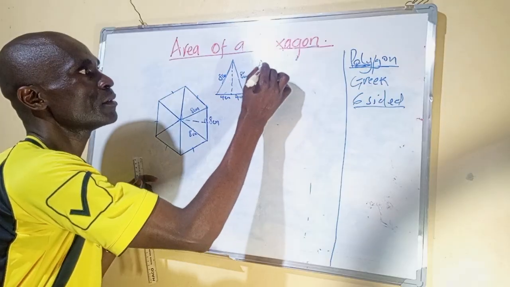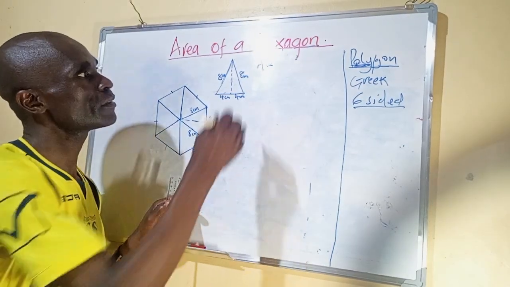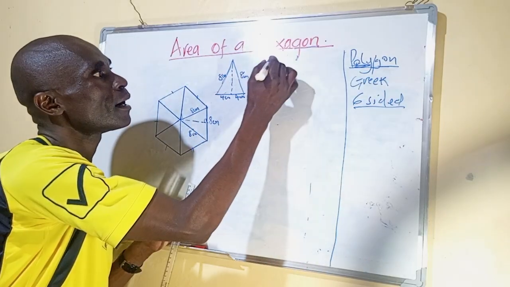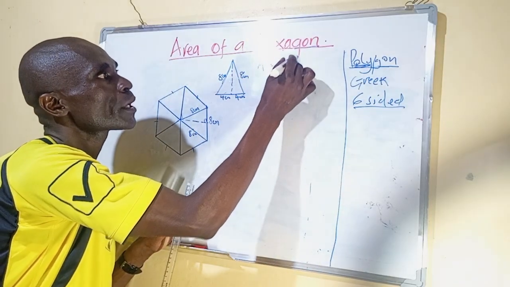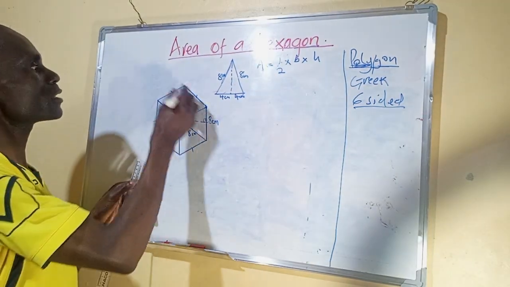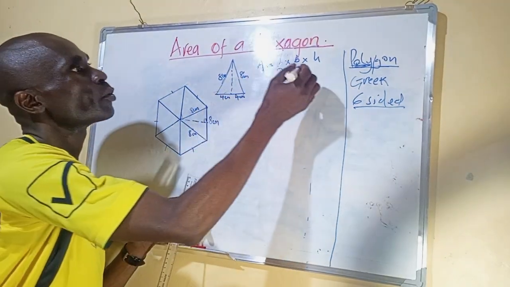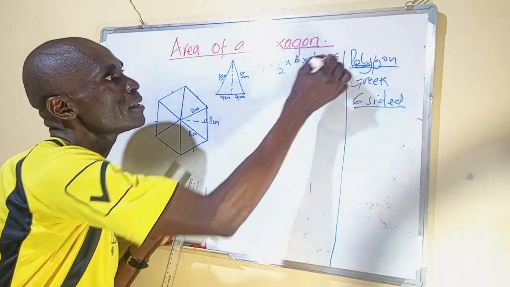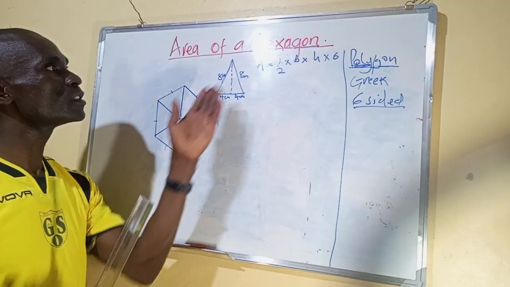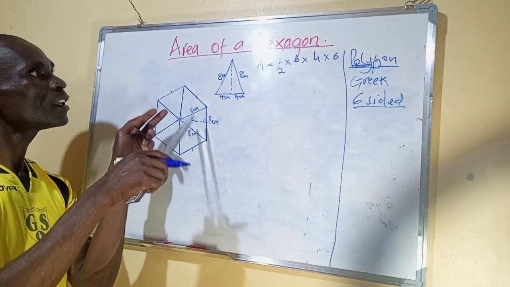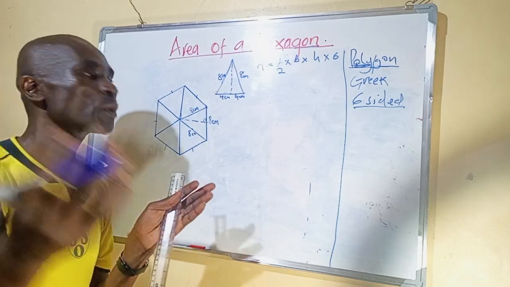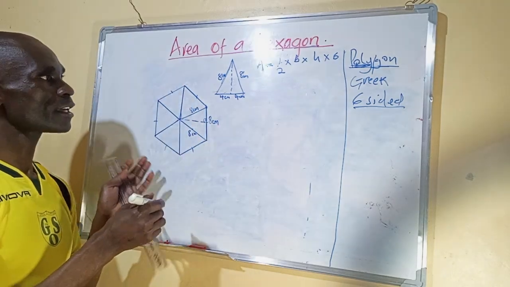Area of a triangle is normally given by half multiplied by its base multiplied by its height. In this case, because there are 6, we shall simply multiply this by 6. So you get the area of the whole thing as the area of this small one, and then you multiply by 6 because there are 6 of them.